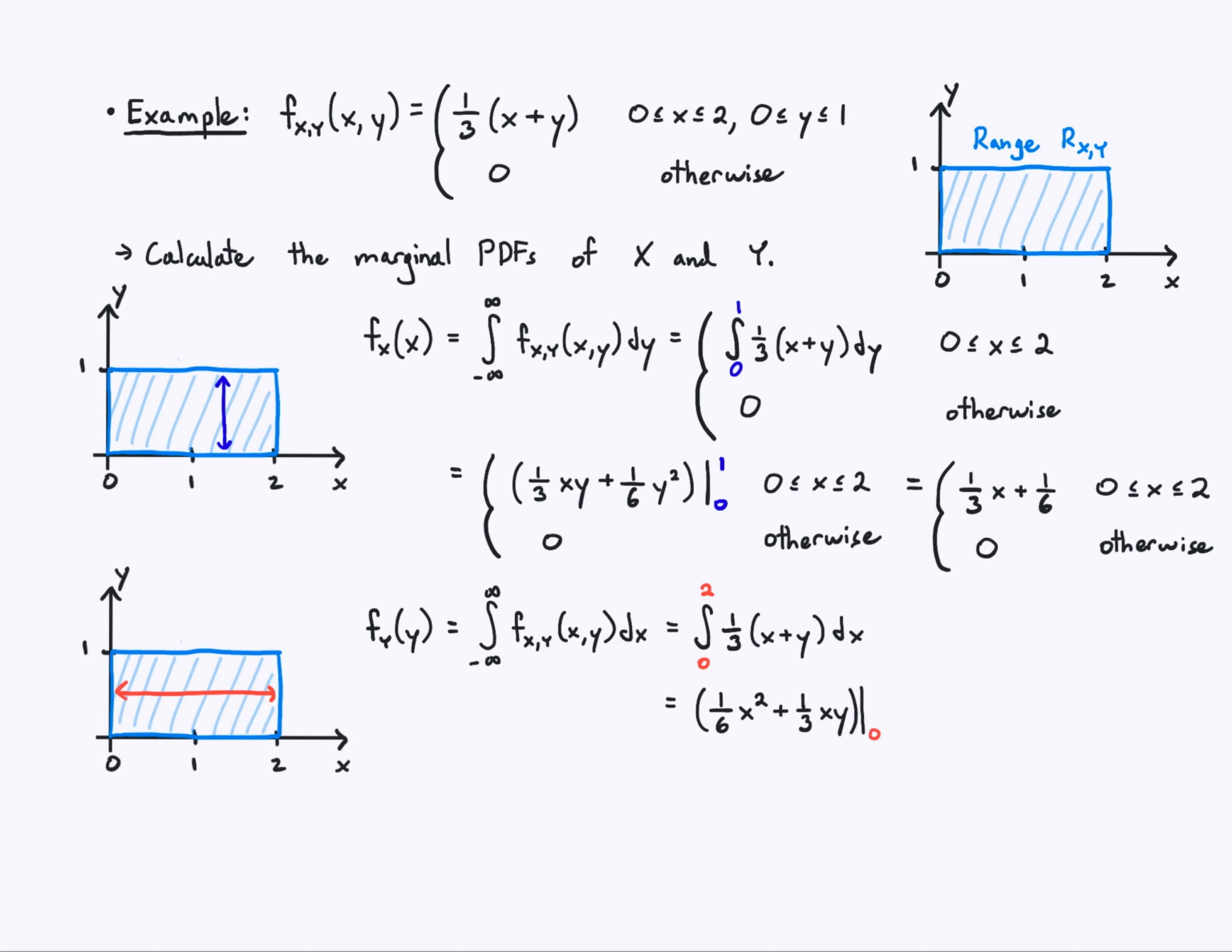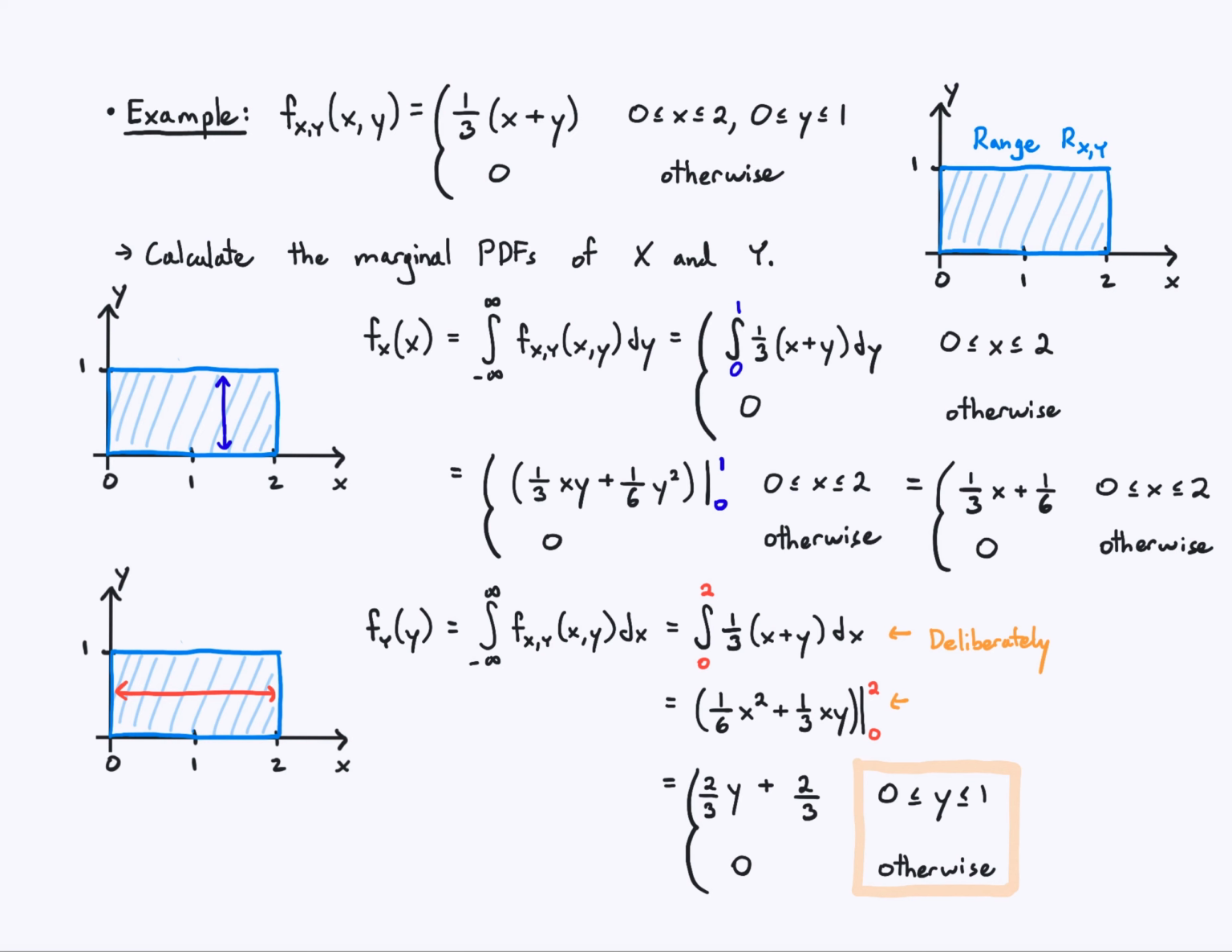Okay, and then finally, I'm just going to plug in, and I'm going to get the marginal PDF of y. It's 2/3 y plus 2/3. And so notice that now I'm putting in the range of y, which is from 0 to 1. So what's different? I need to put in this range. I can't forget it, because otherwise I'm leaving out some essential information.